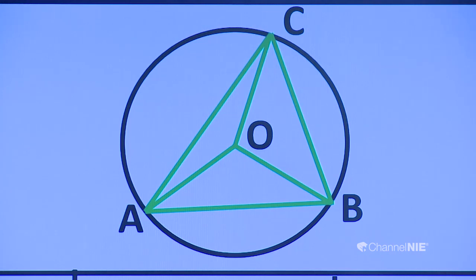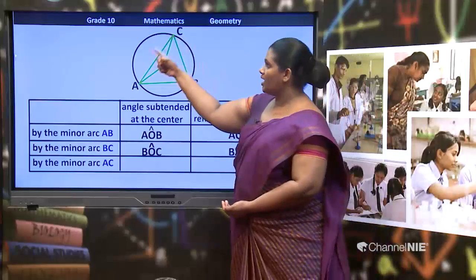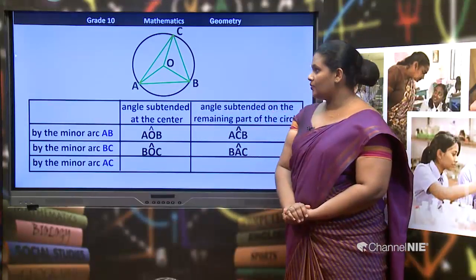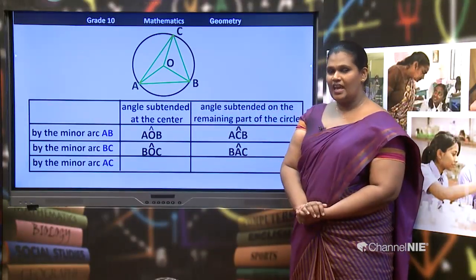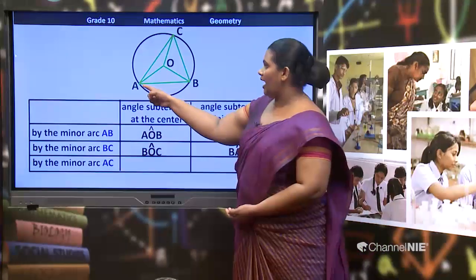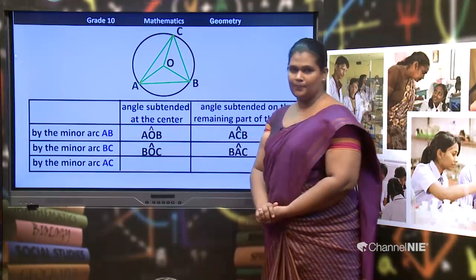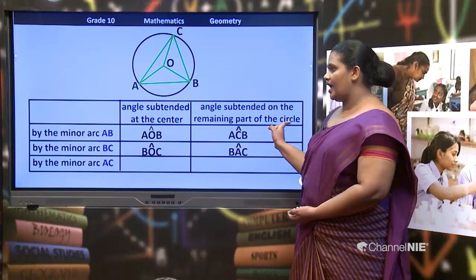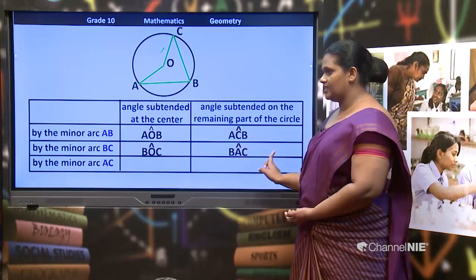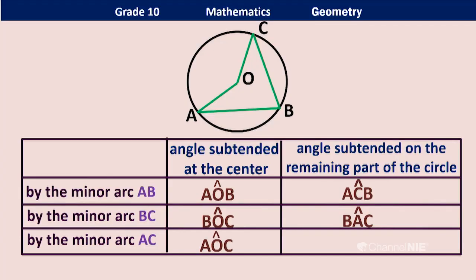Right. Now, first of all, angle subtended at the center by the minor arc AC. Right. Can you observe the angle? That is AOC. So, we can say the angle subtended at the center by the minor arc AC is angle AOC. Right.